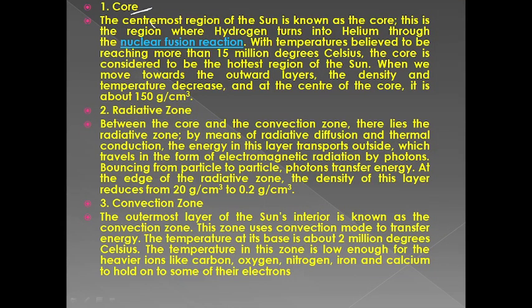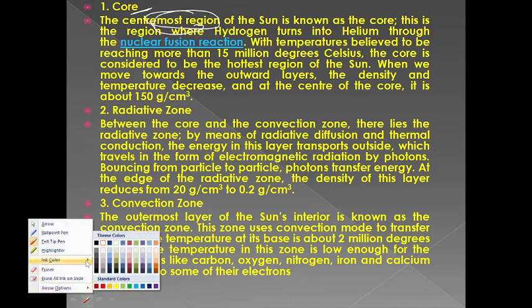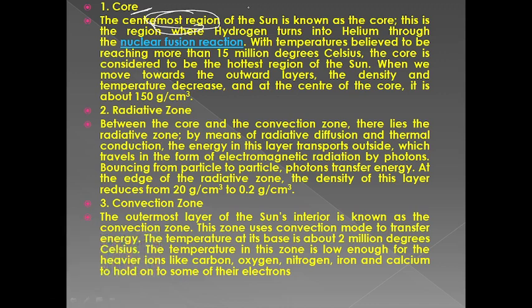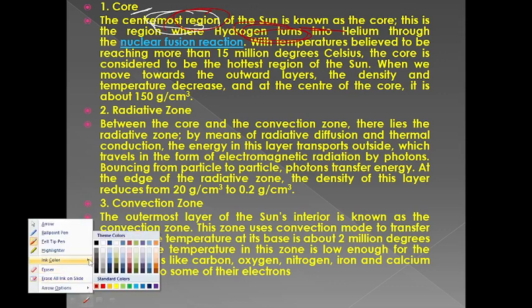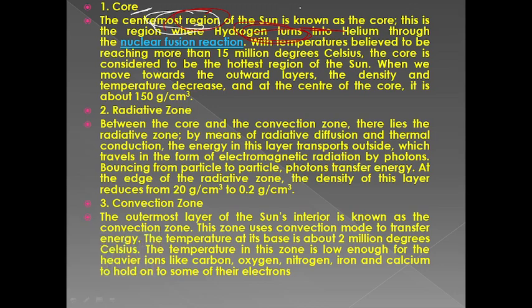If you look at the core, it is the centralmost region of the sun. This region is where hydrogen turns into helium. I have already told you where hydrogen has turned into helium. So this is the place where hydrogen is turned into helium, and here the nuclear fission reaction occurs. I have told you that hydrogen is converting into helium.